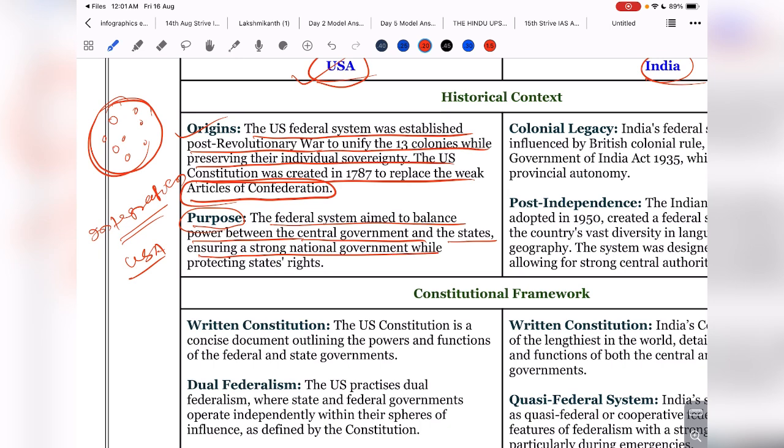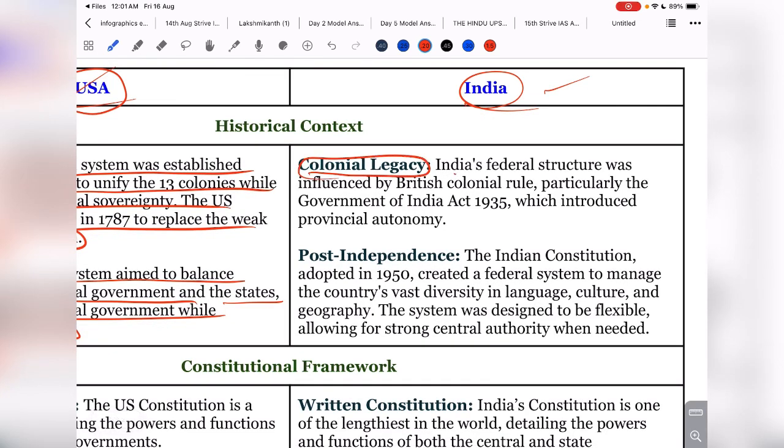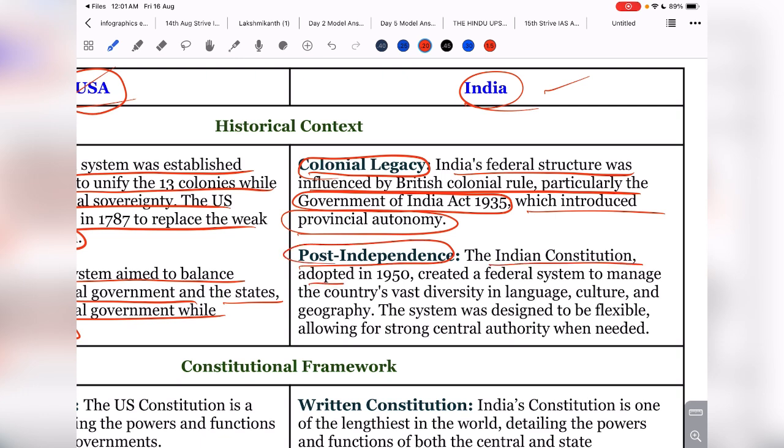That means both the state and central government have almost equal power and are sovereign in almost all matters. No matter what the situation may be, they cannot change the federal structure. But in the case of India, we have a colonial legacy. The Indian federal system was influenced by British colonial rule, particularly the Government of India Act 1935, which introduced provincial autonomy. Post-independence, the constitution makers adopted the Constitution in 1950, creating a federal system to manage the country's vast diversity in language, culture, and geography. The system was designed to be flexible, allowing for a strong central authority when needed.